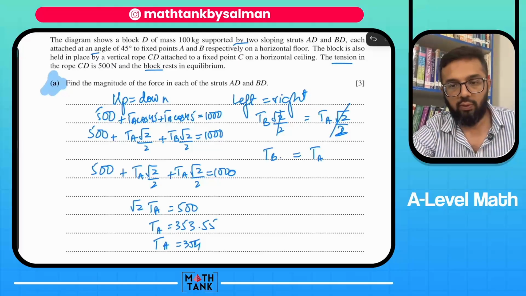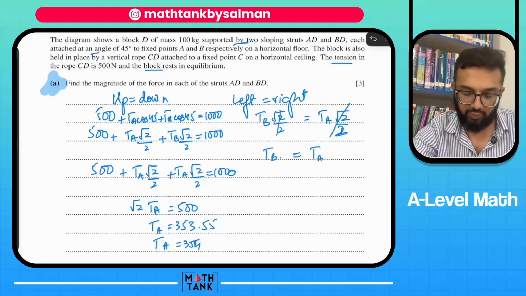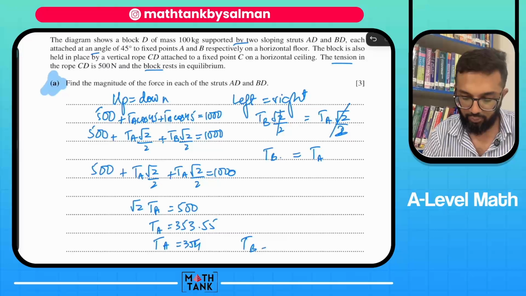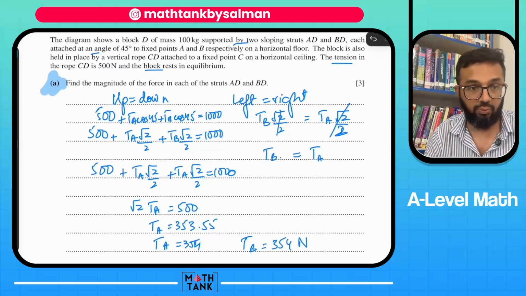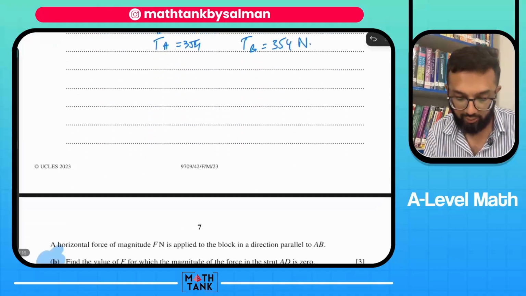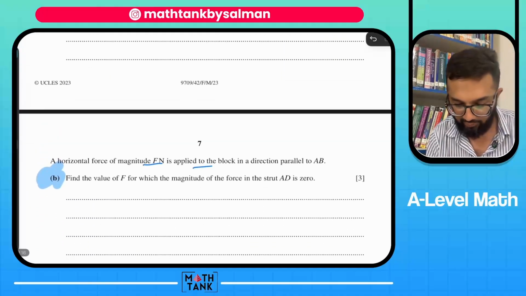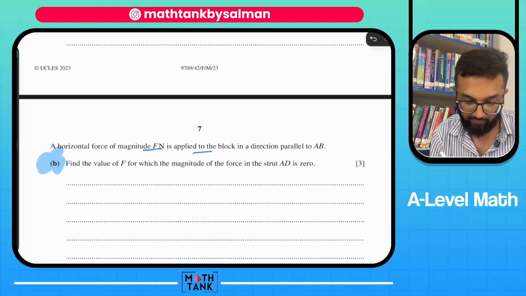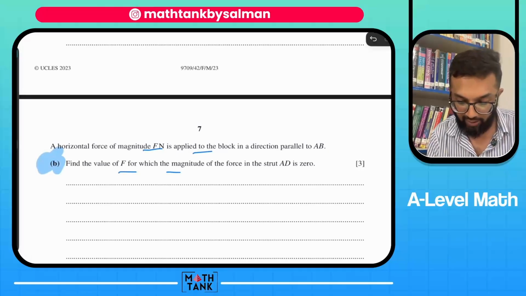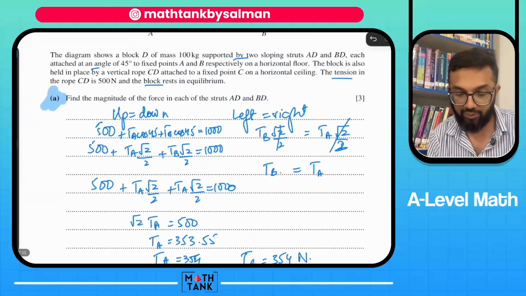Let me check if that is the correct answer. Yes, TA and TB are both 354 Newton. Okay, so this is an unusual question; it's not tension, it's a strut, so it will be different. A horizontal force of magnitude F newtons is applied to the block in a direction parallel to AB. Find the value of F for which the magnitude of the force in the strut AB is 0.